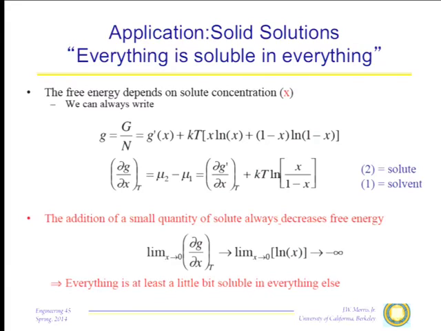So if I have two pure components, one of them has x equals 0, there is eventually an infinite driving force to get that first atom into the solute. This is something that Willard Gibbs was the first to point out, and it means that everything is at least a little bit soluble in everything else. That has a whole bunch of implications, some of which is kind of funny.